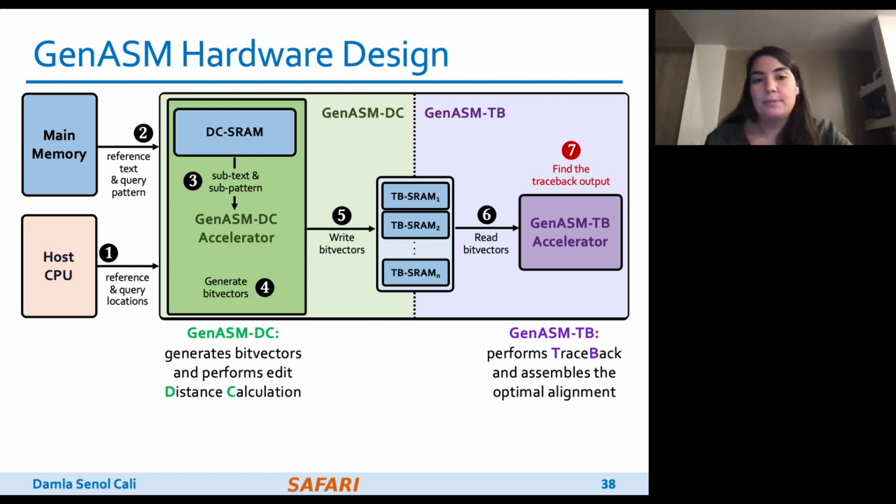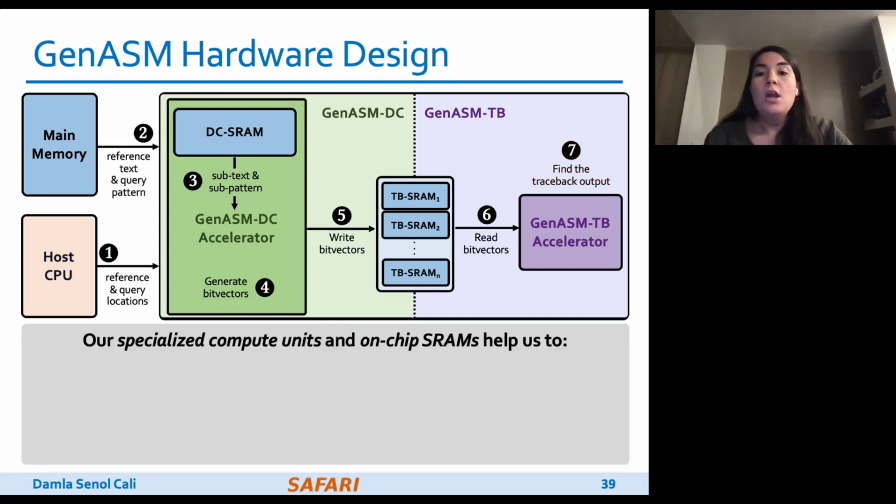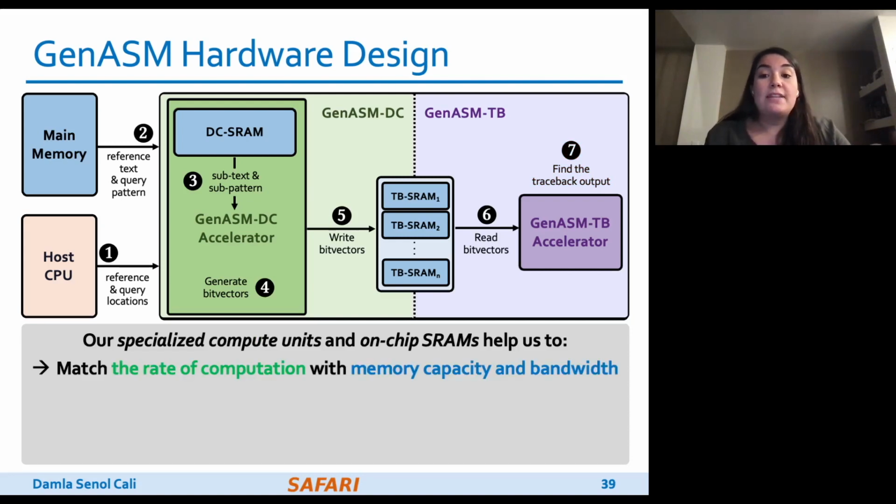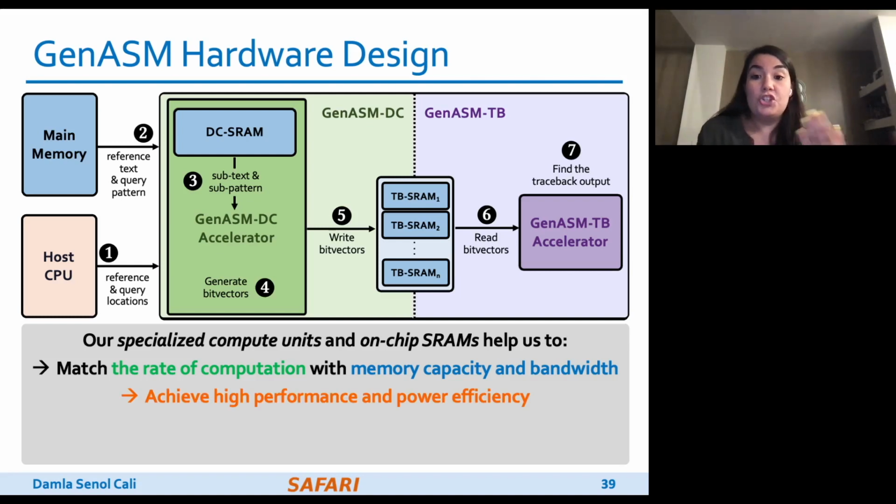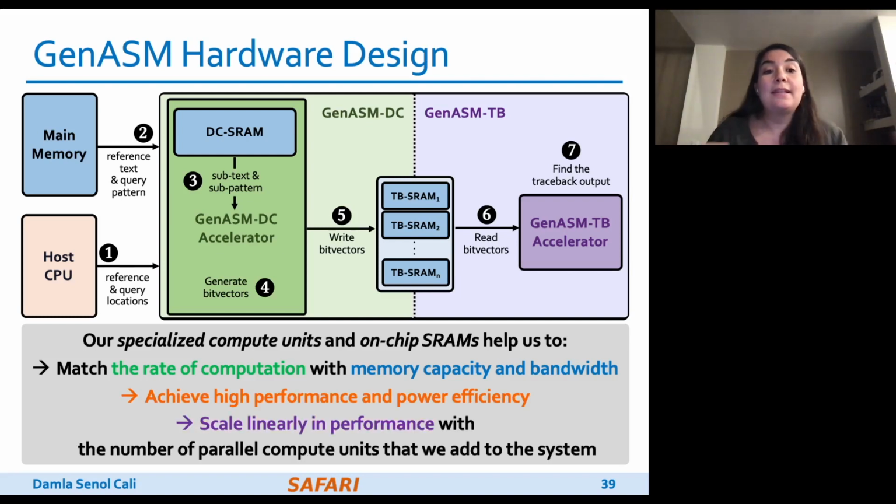So our specialized compute units and on-chip SRAMs help us to first match the rate of computation with memory capacity and bandwidth. Second, achieve high performance and power efficiency. And third, scale linearly in performance with the number of parallel compute units that we add to the system.